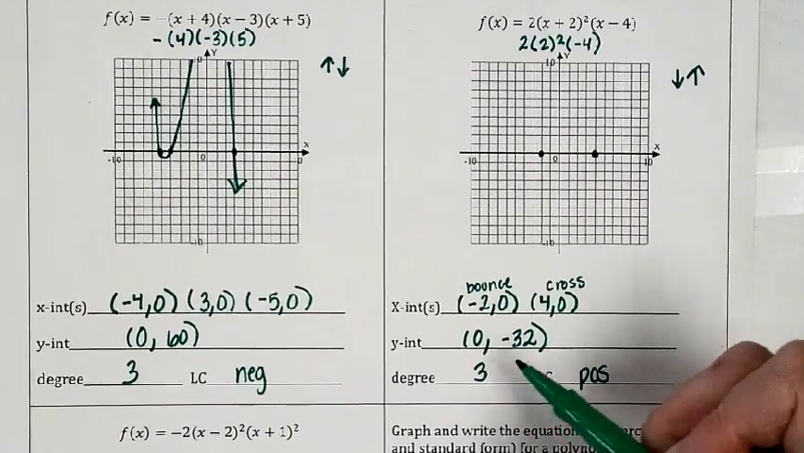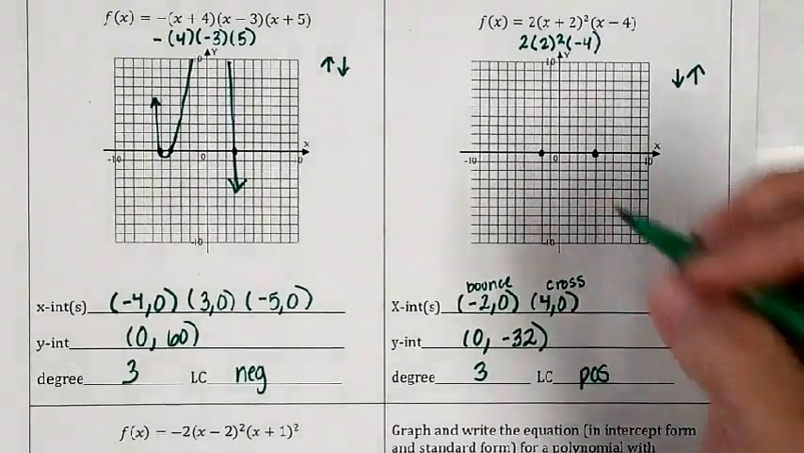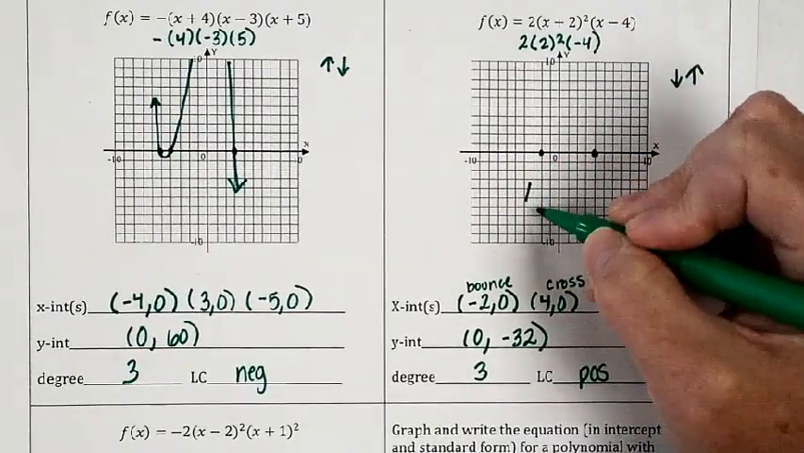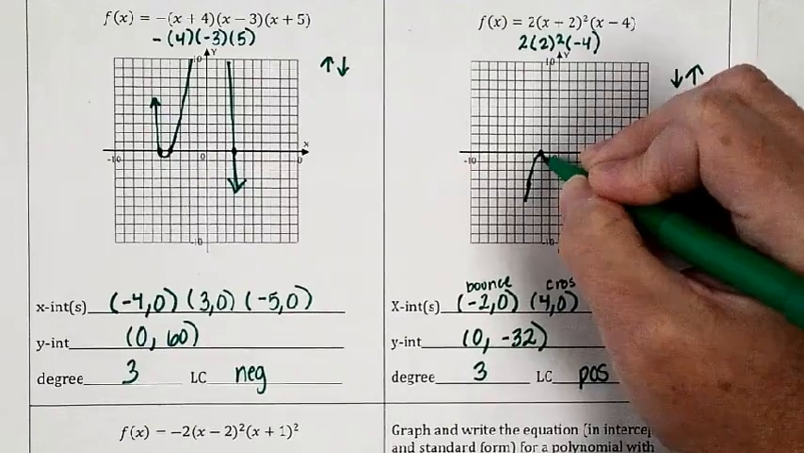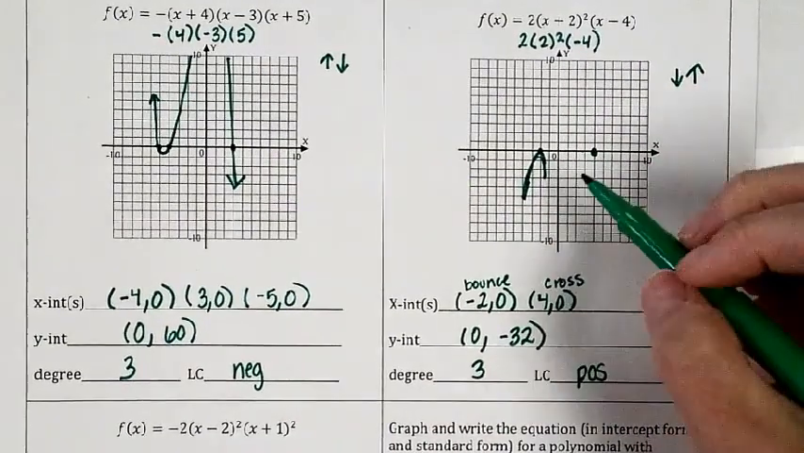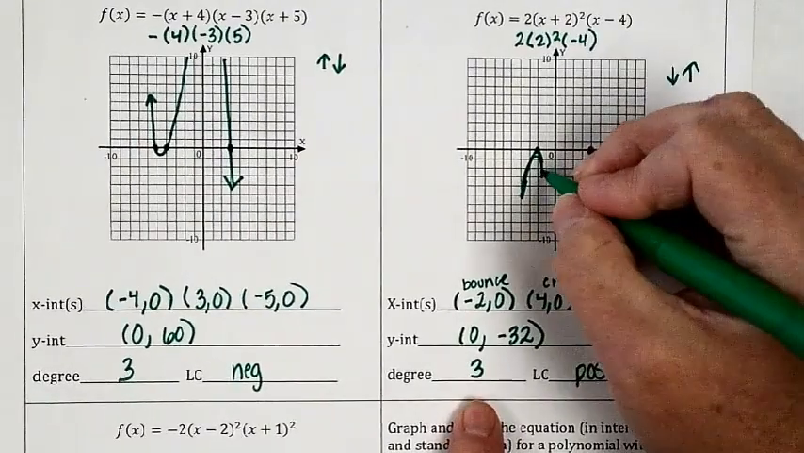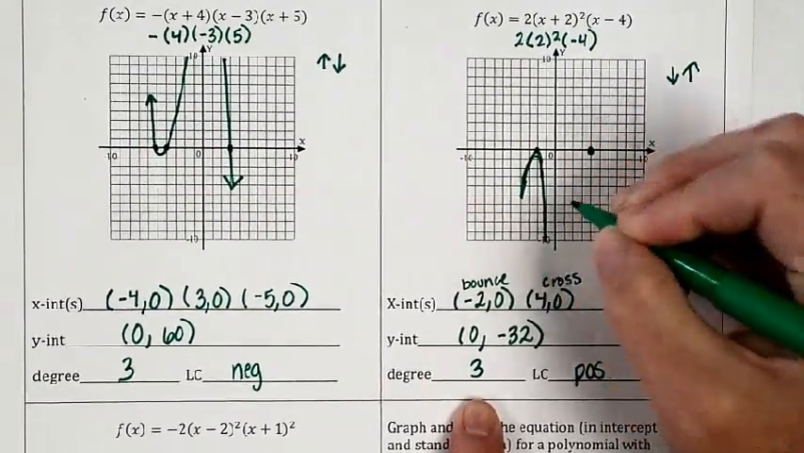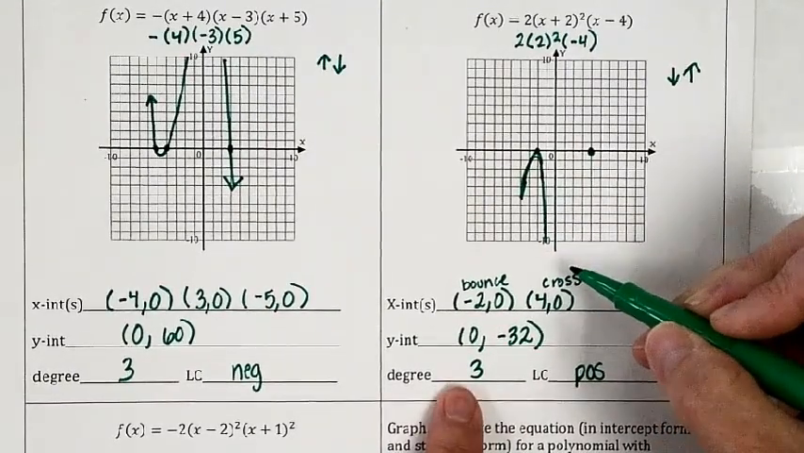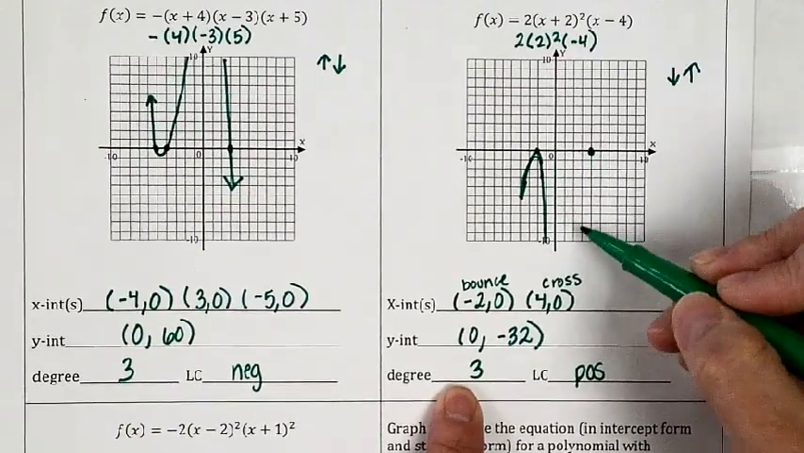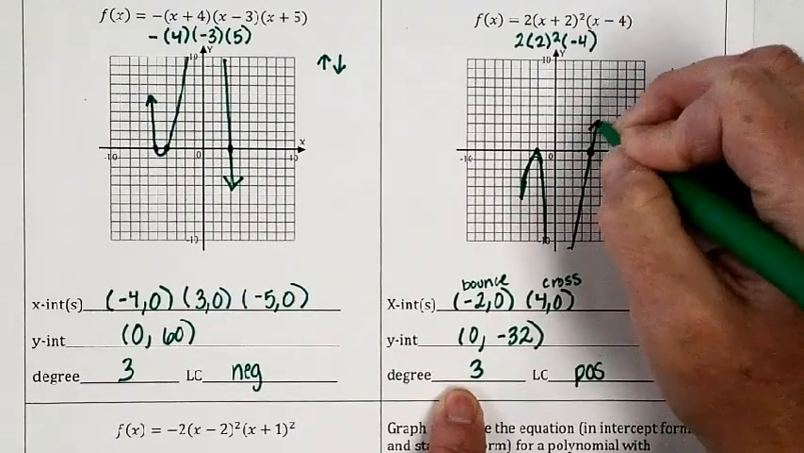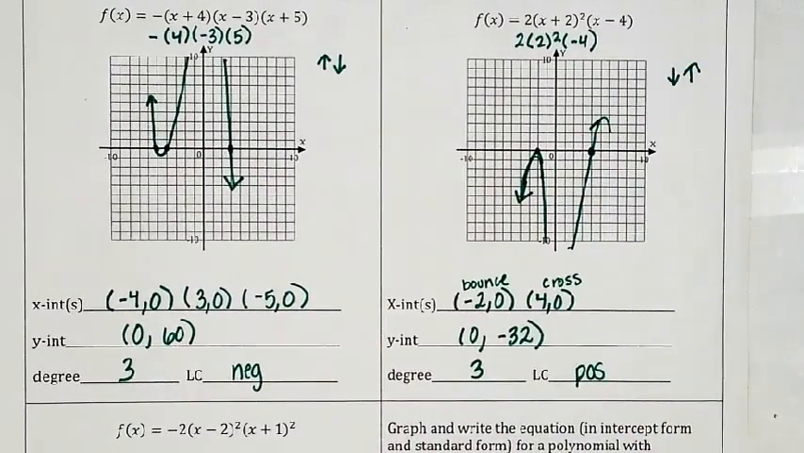With 2 turns, I need to go down, so we're going to get to the negative 2, and I need to bounce, so we're going to bounce. Now my y-intercept is 0, negative 32. I don't know where that is. It's pretty far down. Now we continue down. I can only have 2 turns since my degree is 3. So eventually I'm going to have to come back up to cross this. So something like that.